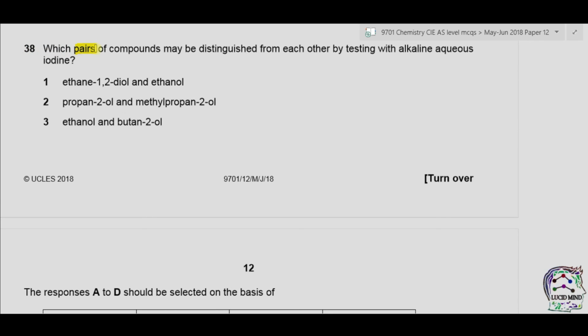Question 38. Which pairs of compounds may be distinguished from each other by testing with alkaline aqueous iodine? Now, alkaline aqueous iodine gives a positive result with these compounds. If it is an alcohol, there must be CH3 attached to the carbon atom having OH, and it shouldn't be a tertiary alcohol. If it is an aldehyde, then there must be CH3 directly attached to the carbonyl carbon. If it is a ketone, then there must be a CH3 group directly attached to the carbonyl.